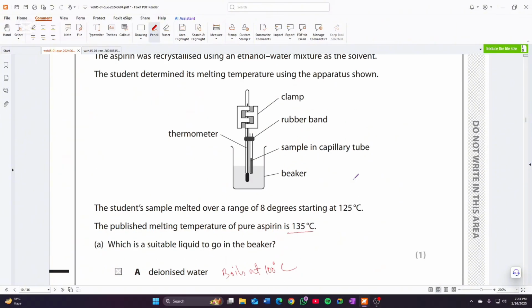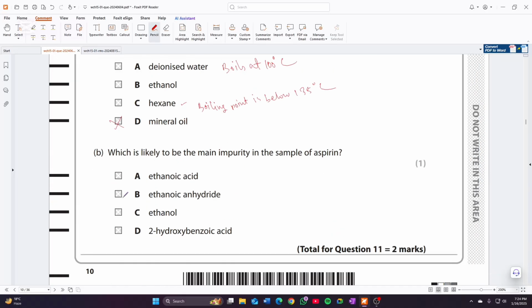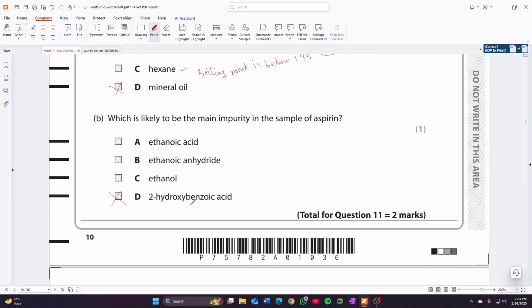Which is likely to be the main impurity in the sample of aspirin? We don't know how much 2-hydroxybenzoic acid we need, so after the reaction, it is highly likely that we will have excess 2-hydroxybenzoic acid. That means this will be one of the main impurities, since it is the excess left over. So this will be the main impurity for this reaction.